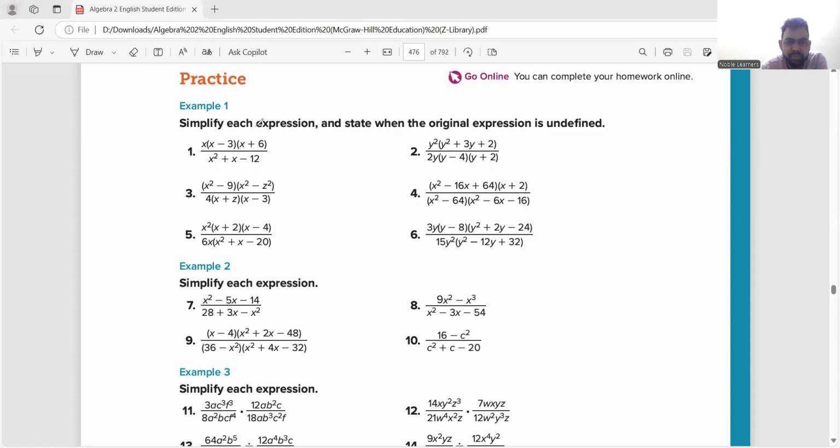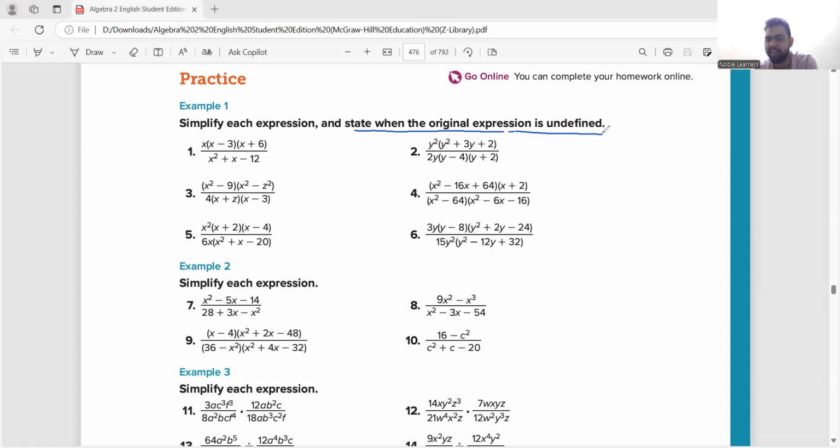Okay, they're asking to simplify each expression and state when the original expression is undefined. So what is the meaning when they're asking when the original expression is undefined? That means when you don't do anything to it and the bottom is equal to 0. Exactly. If somebody is asking that, tell me at what point the original equation is undefined.